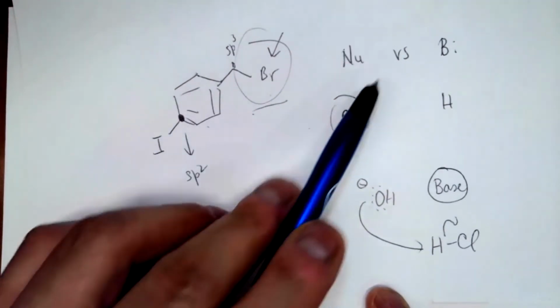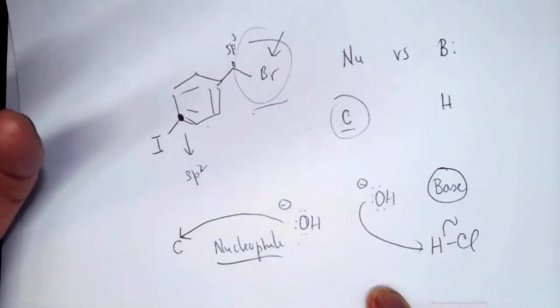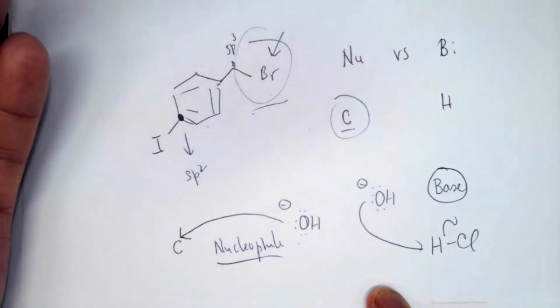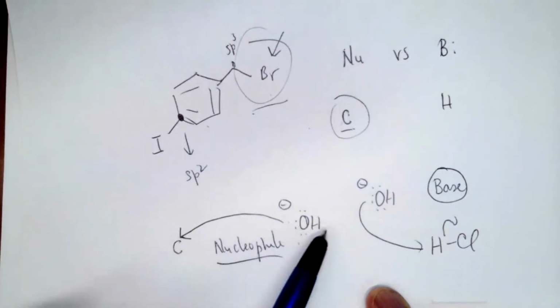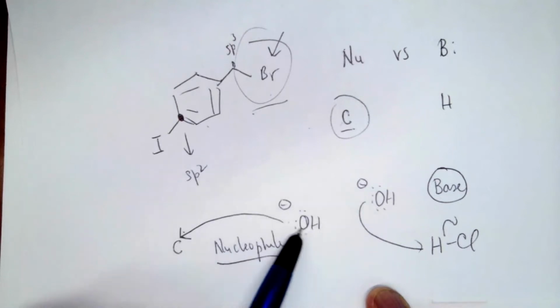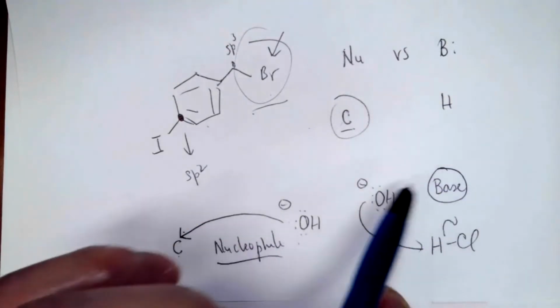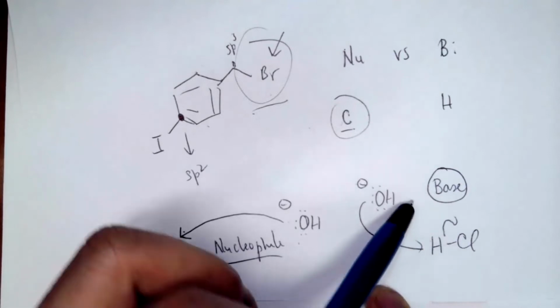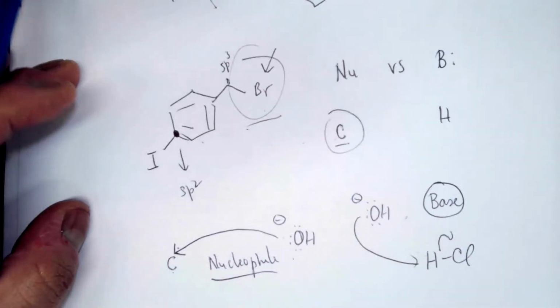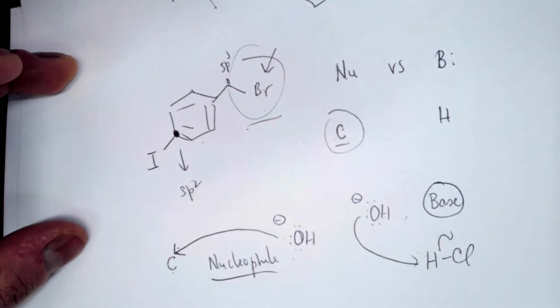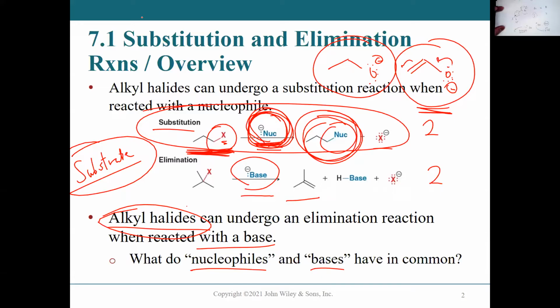So really, the definition is the same. They are electron rich and able to donate those electrons. The difference really comes from who they are attacking. Attacking a carbon, nucleophile; attacking a hydrogen makes them a base. Hopefully that clarifies the main difference between the two terms. So let's continue now.